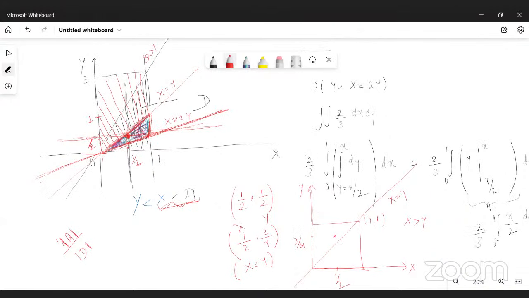Like in this case, first we integrated with respect to y and then with respect to x. Since we were integrating first with respect to y, we drew a vertical line and then decided our limit. But in case we had decided to integrate first with respect to x, then we would have drawn the horizontal line.